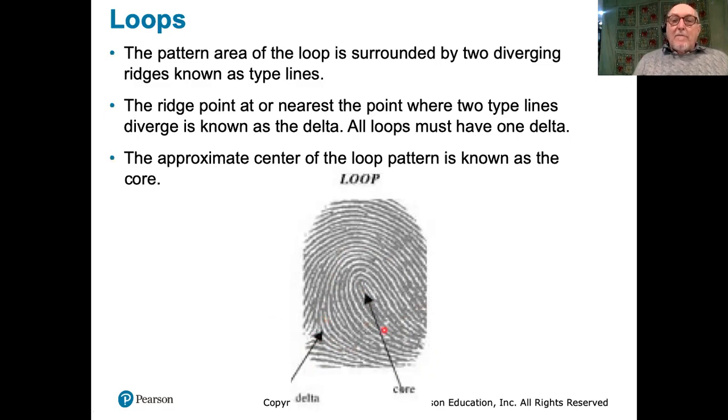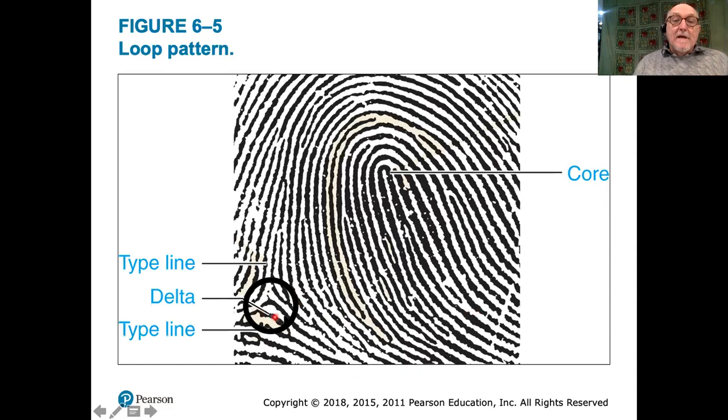Okay, I think I've basically explained that already. All loops have at least one delta. So there it is there. That's the delta there. Here is the core. That is the actual structure, what gives the loop its structure. And the type lines frame around the core to define it as the loop.